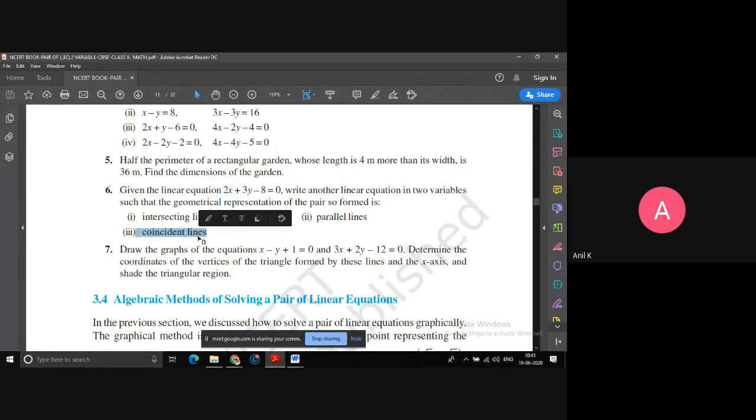Coincident lines mean all the ratios are equal. So it is very simple. Multiply the given equation with any constant. Multiply this with minus 2, so we get minus 4x minus 6y plus 16 equals 0. If it is a parallel line, I multiply any constant with only the x and y terms. If it is a coincident line, I multiply all the terms with a particular constant. So there are infinite solutions. This question's answer varies from student to student.